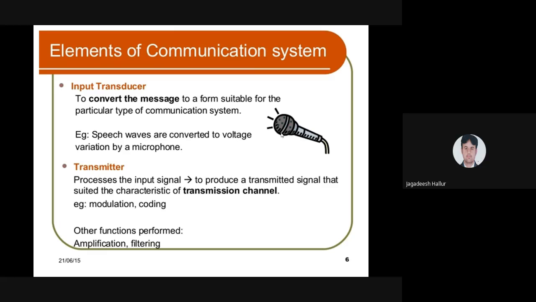Before that, the transmitter is going to do some functions. Modulation has to be done: amplitude modulation, frequency modulation, phase modulation. That is variation in amplitude, variation in frequency, variation in phase, that is in the theta angle. And coding has to be done. To increase the signal, amplification has to be done. The other functions are amplification and filtering. Once the filtering has been done, that signal has to be given to the channel block.